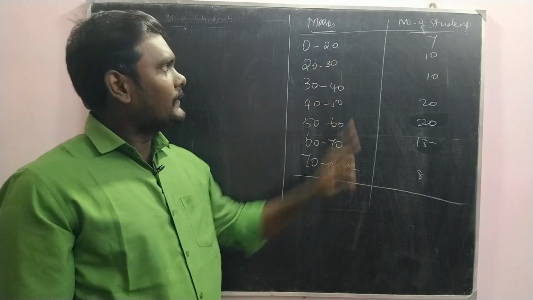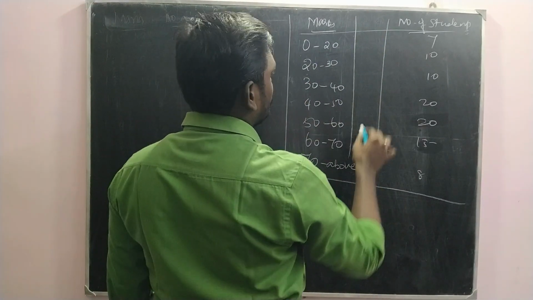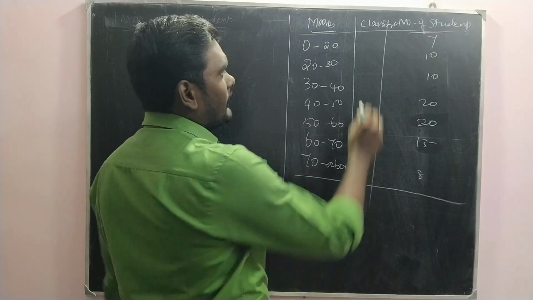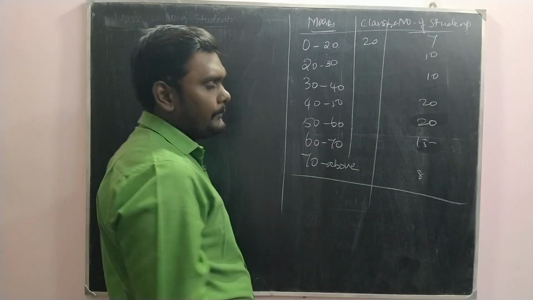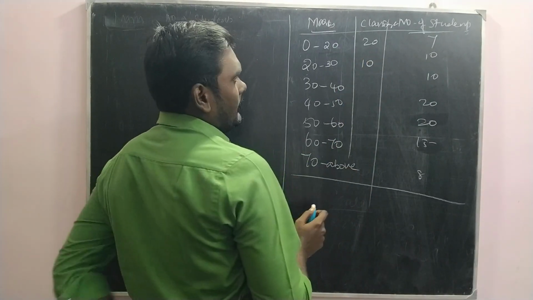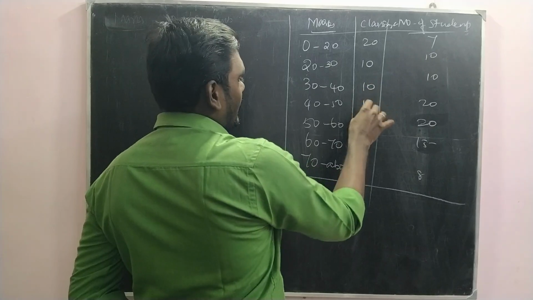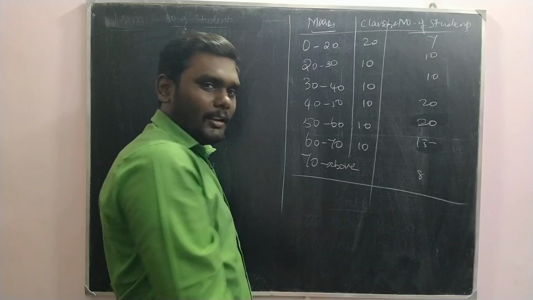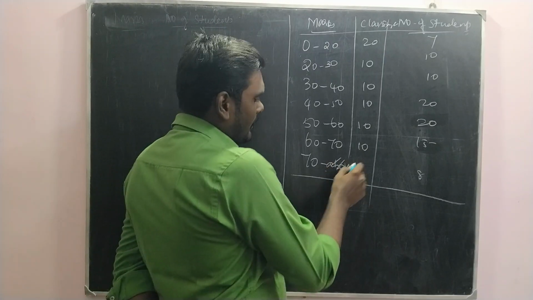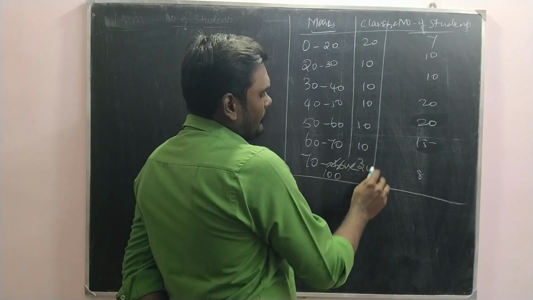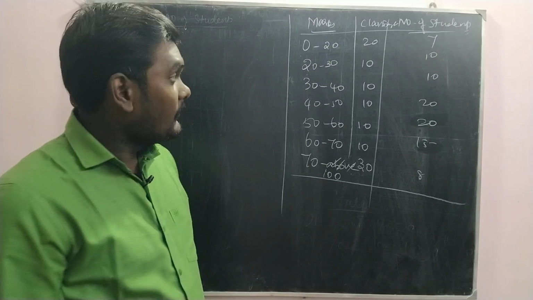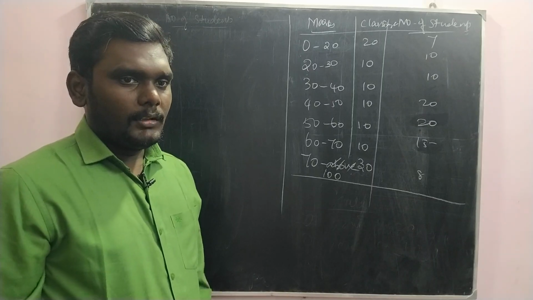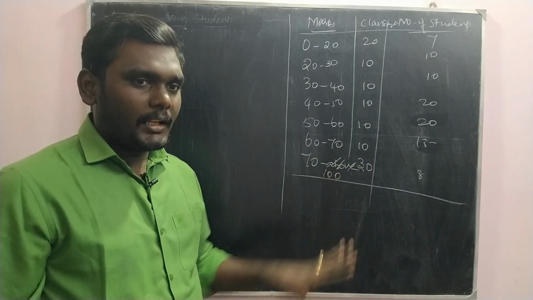What is the class size of this? What is the class size for this? 20. And then for this, we have class size 10. For this 10 again, for this 10 again, and for this 10 again, and for this, 70 and above. As they are talking about marks, 70 and above, we can take it as 70 to 100. So it is 30. If you draw a picture using these frequencies, that representation won't be correct.